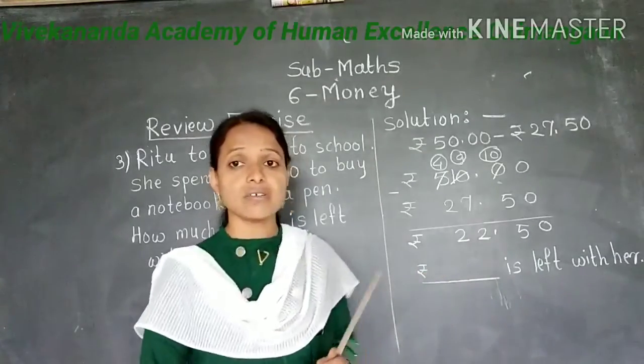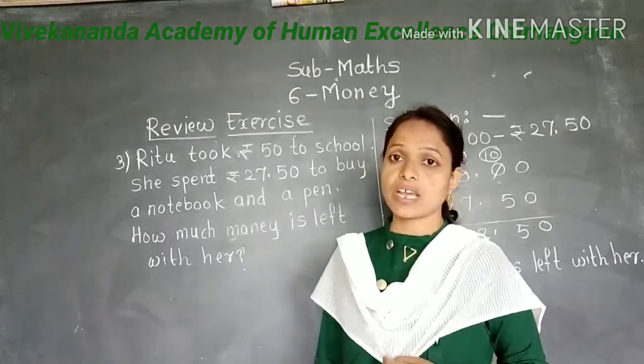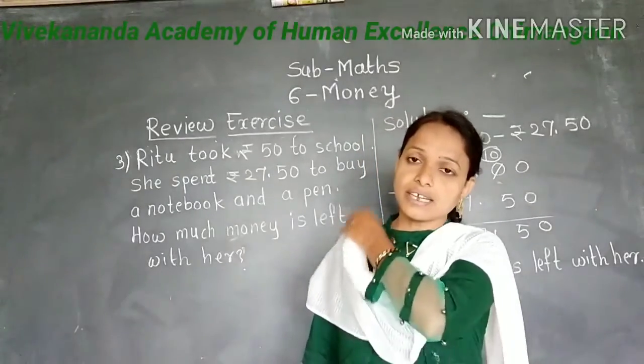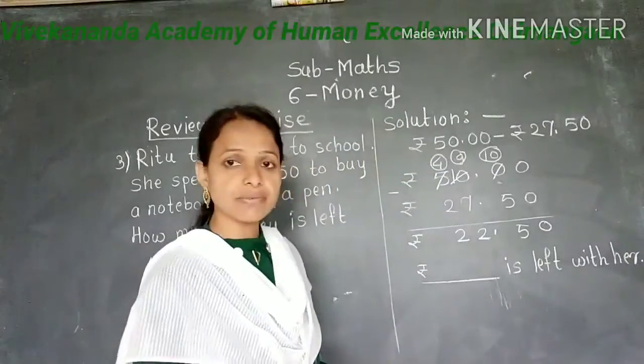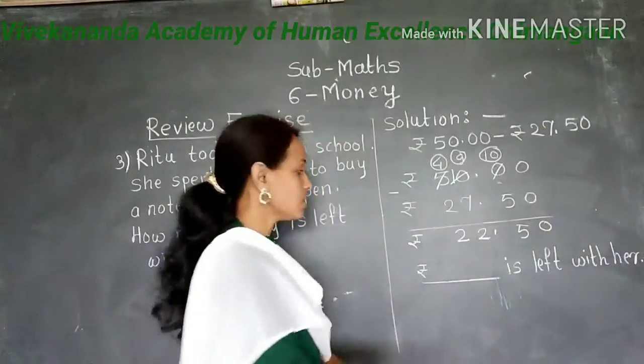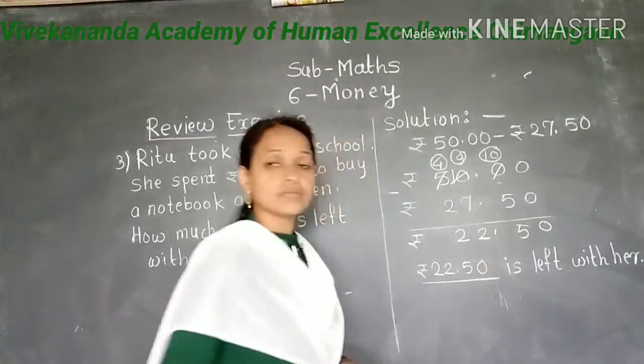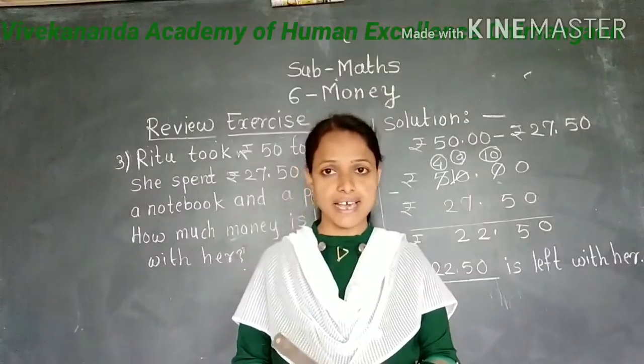Okay. And what does it ask? How much money is left with her? So 22 rupees 50 paise is left with her. Understood how to find its answer?